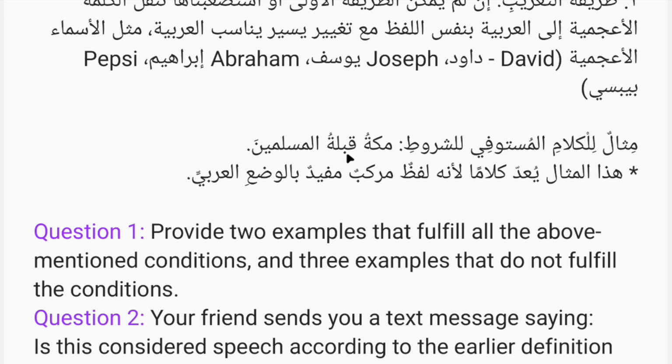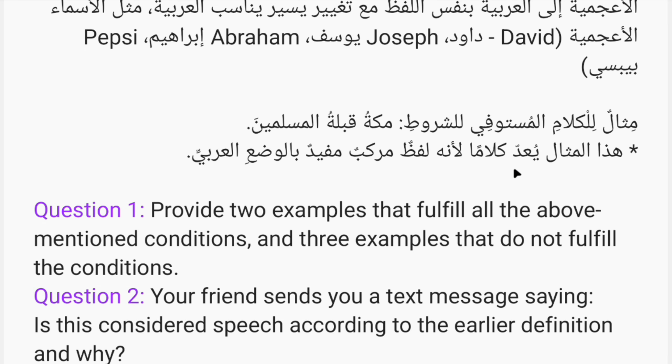Okay, so is this speech? Let's apply the 4 conditions and see if this is considered to be kalam according to the scholars of النحو. It says here, هذا المثال, this example, يعد كلاما, is considered to be kalam according to the nahwiyin. Why? Because it is lafz. How is it lafz? صوت مشتمل على بعض الحروف الهجائية. It's an utterance consisting of letters from the Arabic alphabet. Okay, we can take that one.